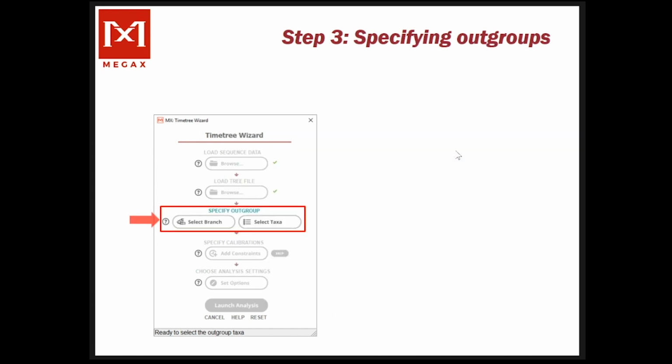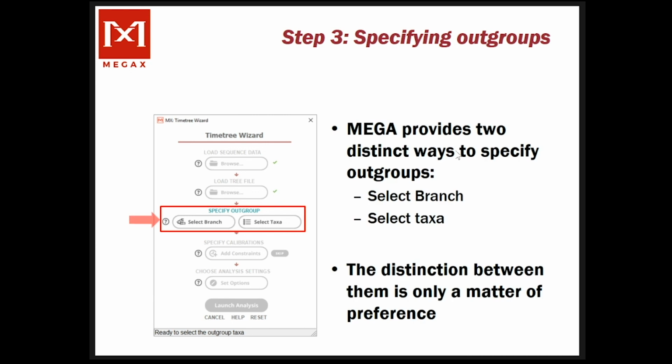Okay, so we already loaded the sequence data and the tree file, and the next step is to specify the outgroups. There are two options to specify the outgroups in Mega: select branch and select taxa. The distinction between them is only a matter of preference. You can do it the way you want, but let's talk a little bit about each of them.